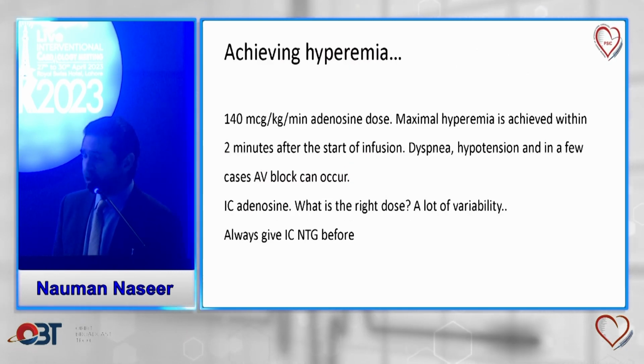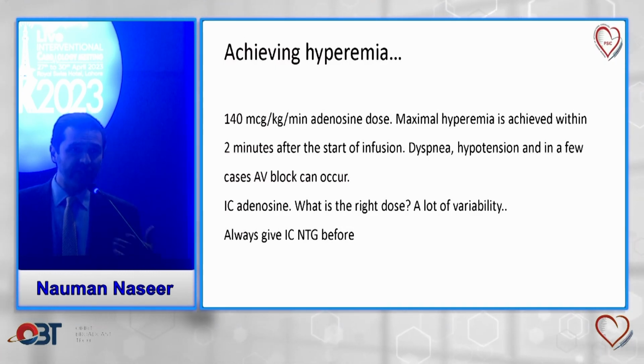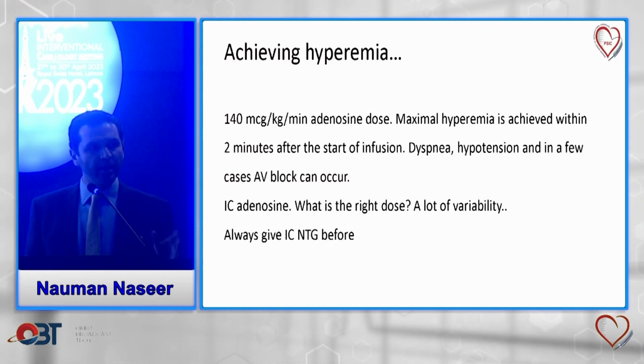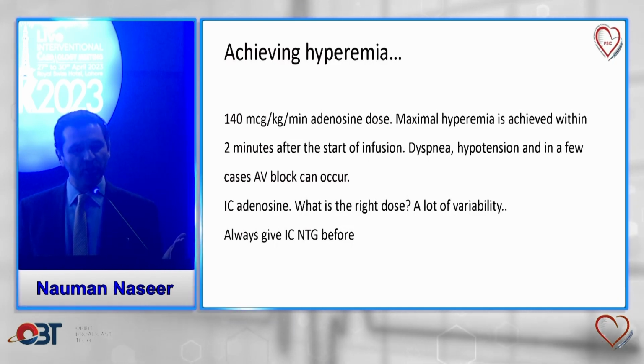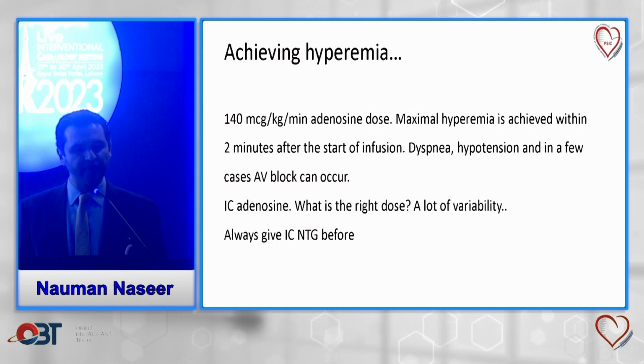So how do you achieve hyperemia? Now with the iFR, you won't really need to, but I still, with the iFR, to verify, do FFR as well using hyperemia. Use the same dose as you would for a nuclear imaging stress test, that is 140 micrograms per kilogram per minute adenosine dose. And after 2 minutes, you start seeing full effect with dyspnea, hypotension, and in a few cases, AV block as well.